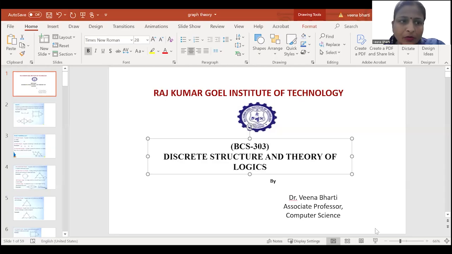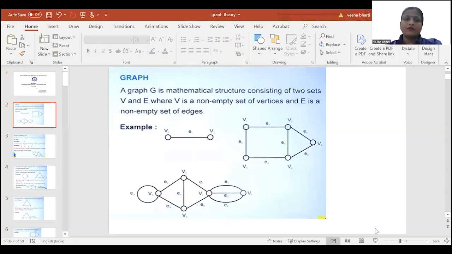Today, I am going to talk about the subject Discrete Structure and Theory of Logics, and my topic is graph theory. So, what is a graph? A graph G is a mathematical structure consisting of two sets V and E, where V is the non-empty set of vertices, and E is a non-empty set of edges.